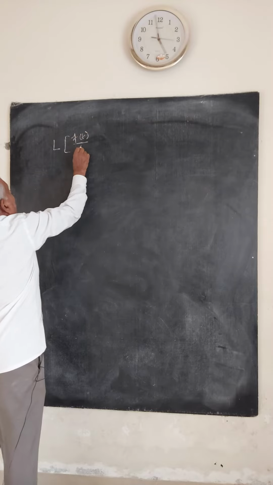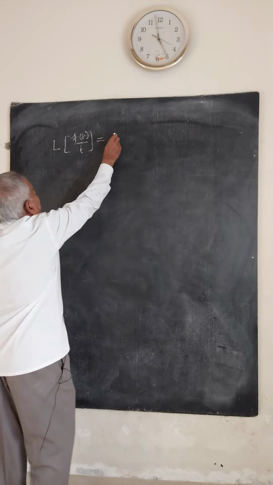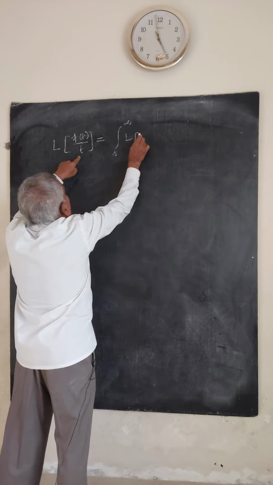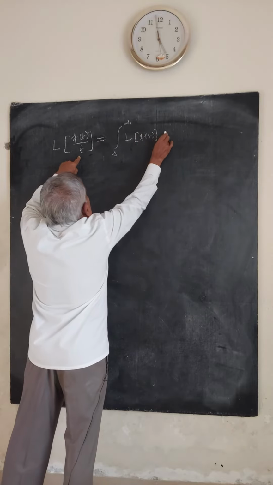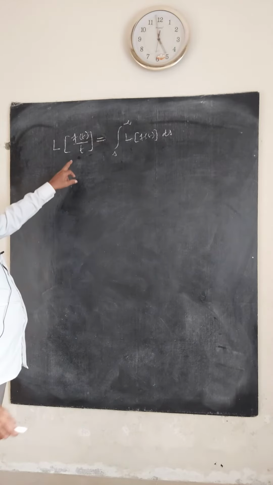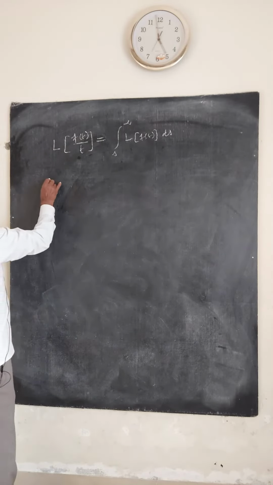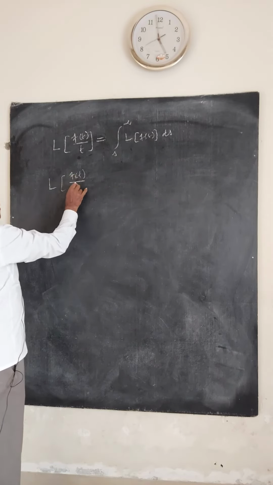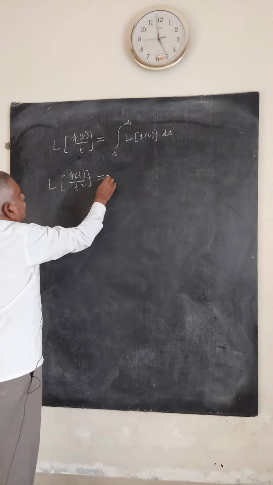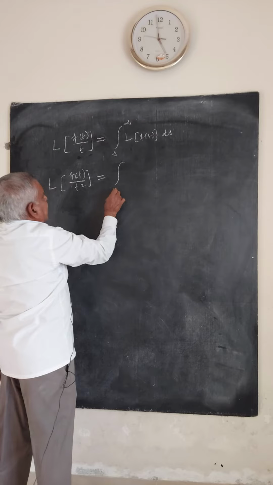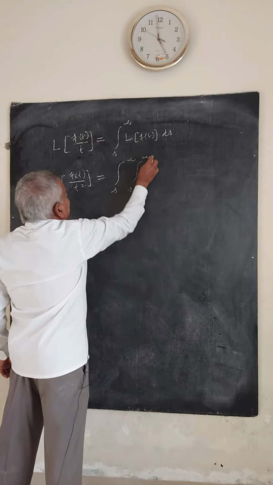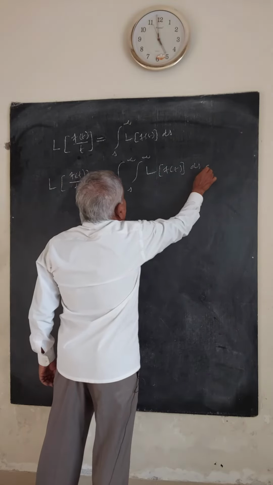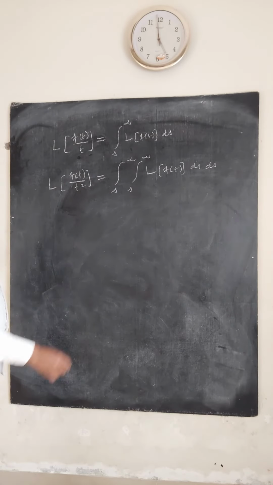L of f of t by t equals, removing t, the integral from s to infinity of L of f of t ds. I will give you the proof of this later. L of f of t by t square equals, t square means a double integral, s to infinity, s to infinity, L of f of t ds ds. Double time we have to integrate.